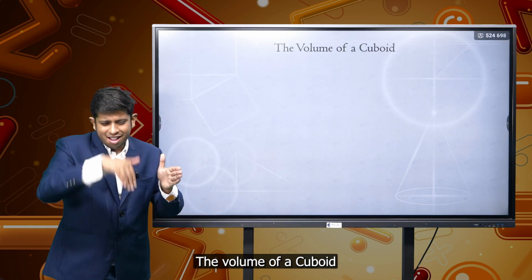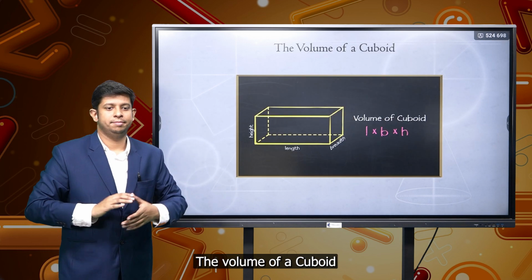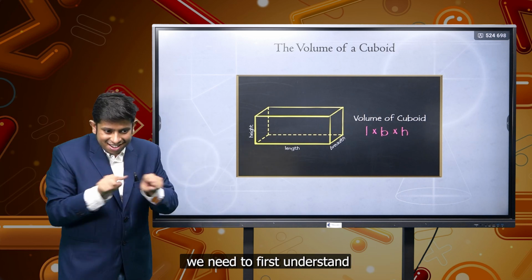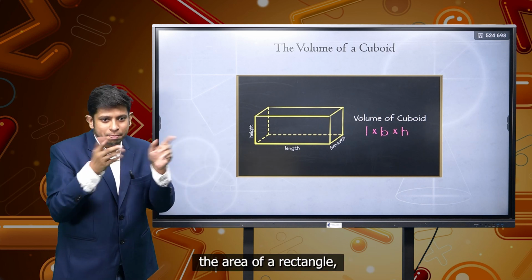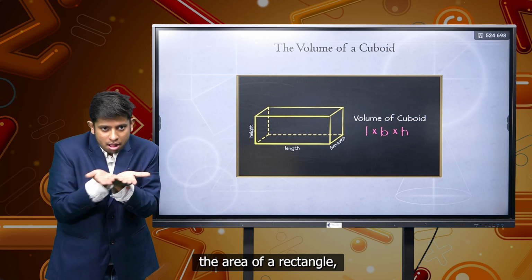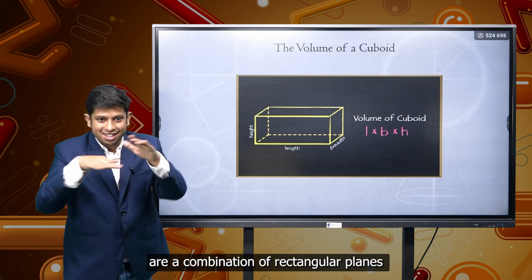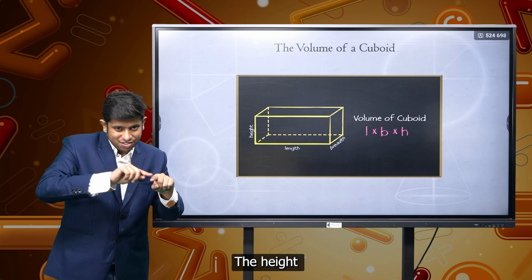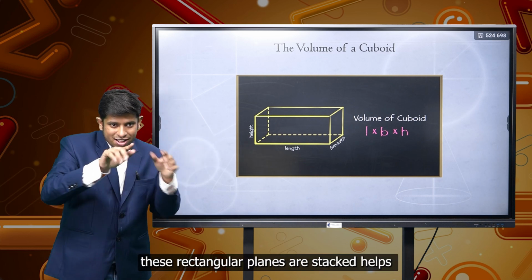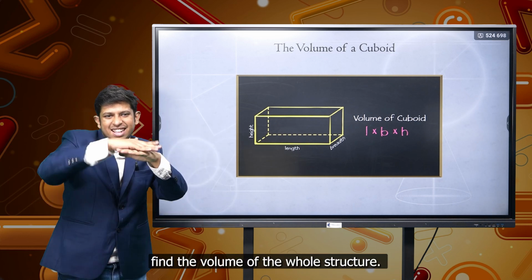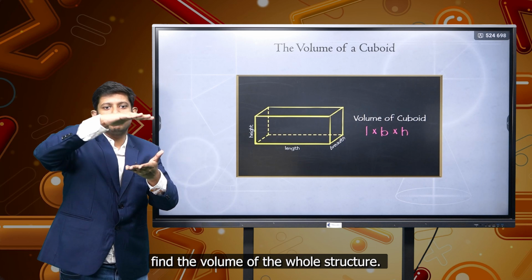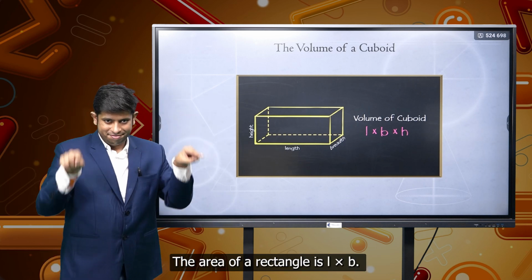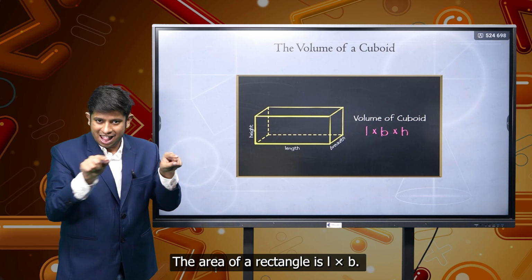The volume of a cuboid. For understanding the volume of a cuboid, we need to first understand the area of a rectangle. Since cuboids are a combination of rectangular planes stacked over each other, the height up to which these rectangular planes are stacked helps find the volume of the whole structure. The area of a rectangle is length into breadth.